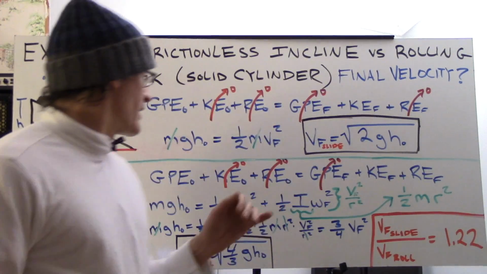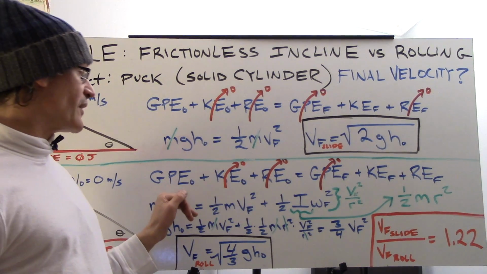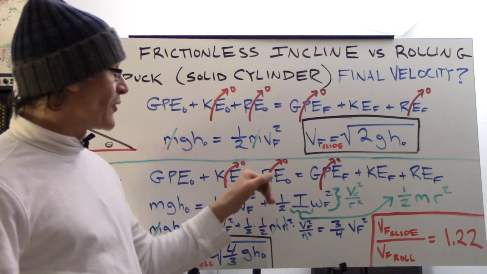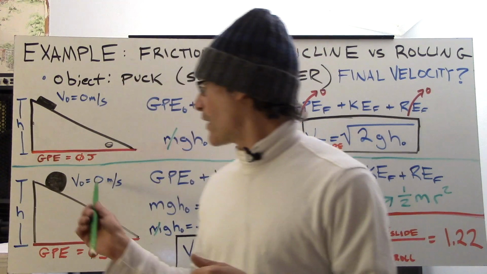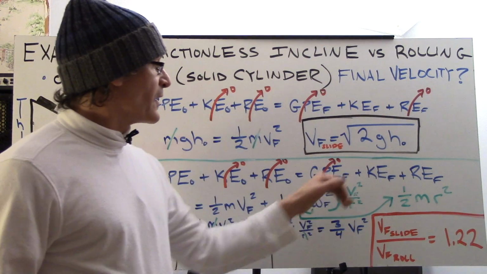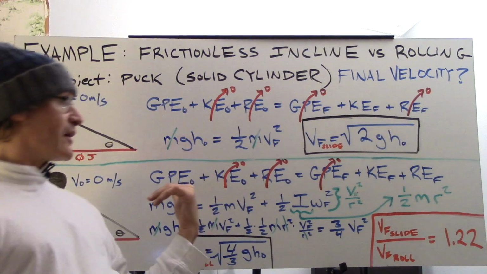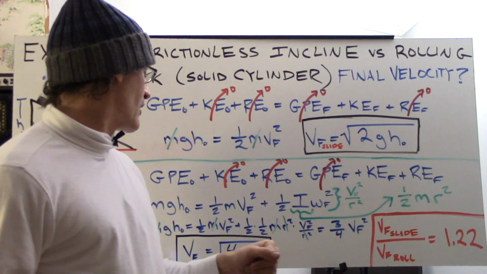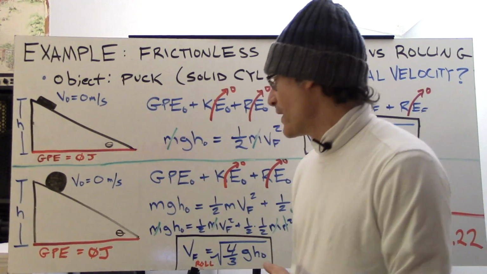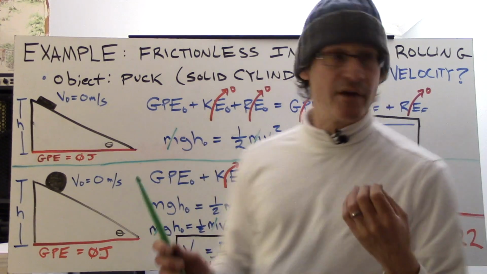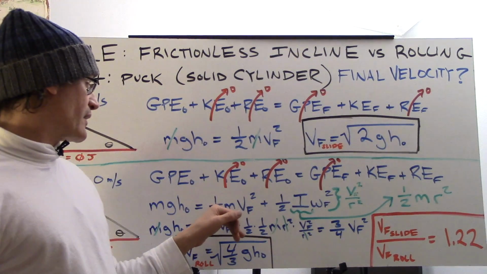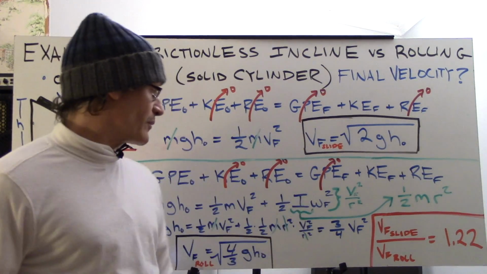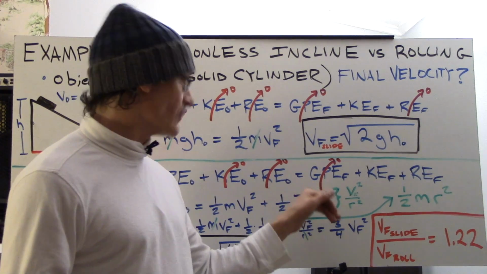With rolling, same situation. We have gravitational potential energy to begin with, but no linear kinetic energy, no rolling energy to begin with, because v naught is 0 here too. But then when you let it go, this energy transforms into linear kinetic energy and rotational energy. How does that look in variables this time? We begin with our mgh. We have linear kinetic energy, 1/2 mv squared. And the rotational energy term is 1/2 I omega final squared.